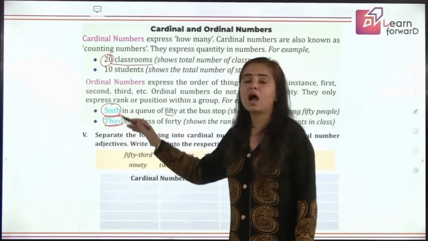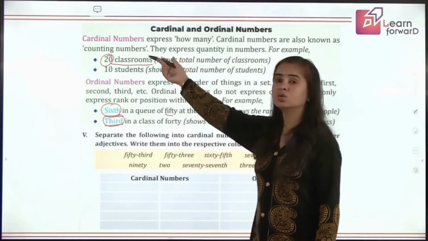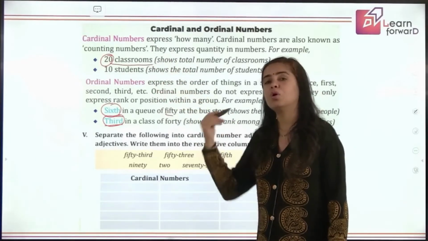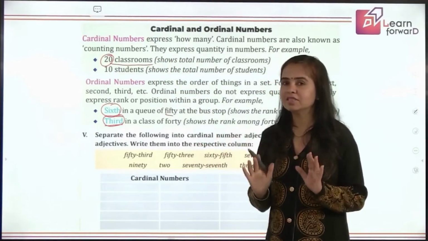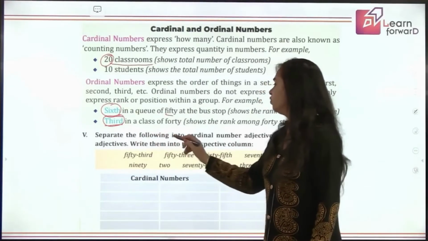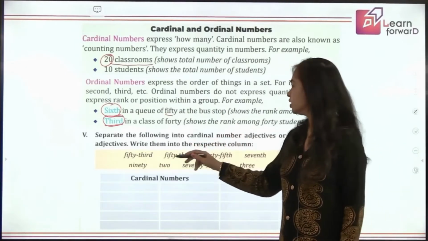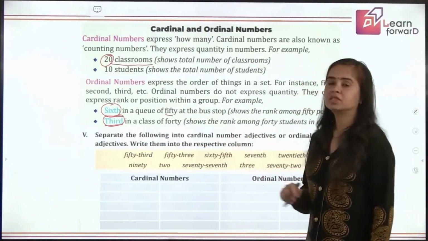So these are ordinal numbers. They show the order. Cardinal shows counting, ordinal shows order. Clear? The difference is known to you now? Okay, so let's see what's in the exercise. Separate the following into cardinal number adjectives or ordinal number adjectives. Write them into the respective column.